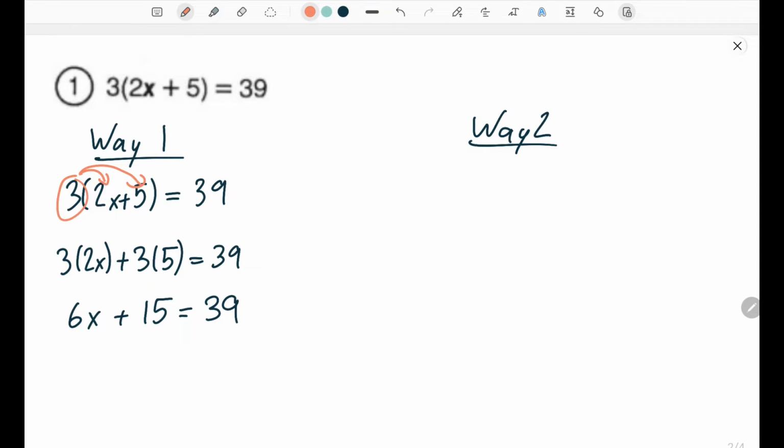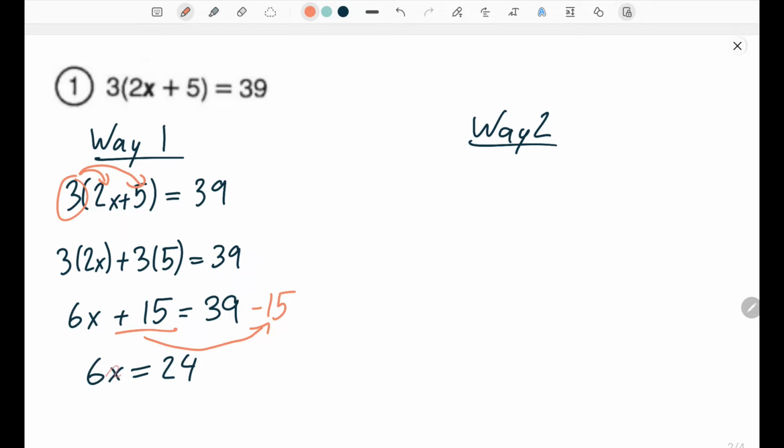Okay, and then what we can do is we can use things like opposite operations. So if we have plus 15 here, we want to move that to the other side, which will become minus 15. So we're just left with a 6x on the left-hand side. And 39 minus 15, well, what's that? That will be 24.